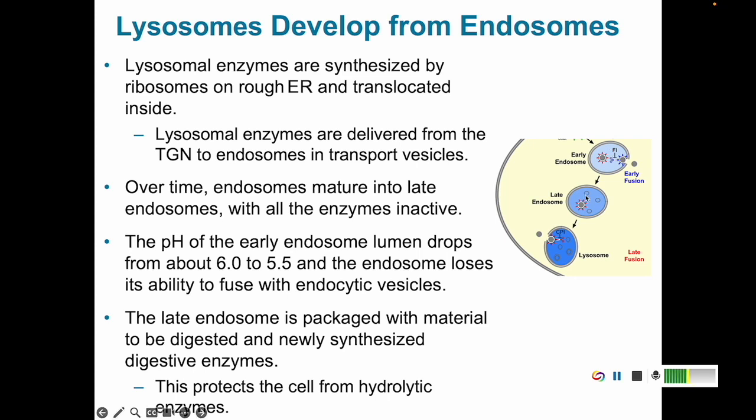Early endosomes will mature into late endosomes, and at this stage, all of those lysosomal enzymes are inactive because it still has a rather neutral pH. It's not become acidic yet. The pH of that early endosome lumen drops from about 6 to about 5.5, and the endosome is going to lose its ability to fuse with other endocytic vesicles, and at that point, it is going to be fated to become a lysosome. The late endosome will be packaged with stuff to be digested and with newly synthesized digestive enzymes.